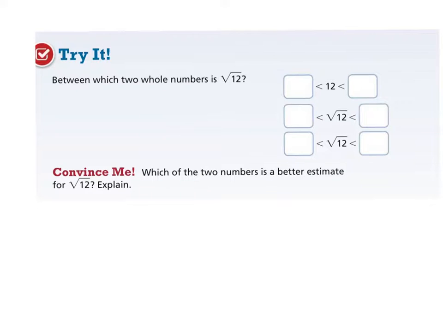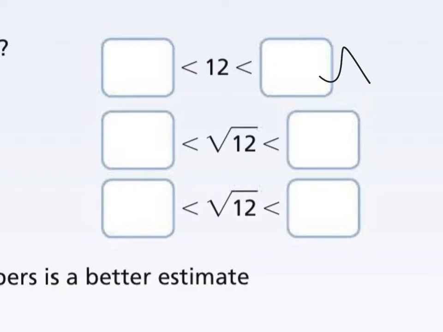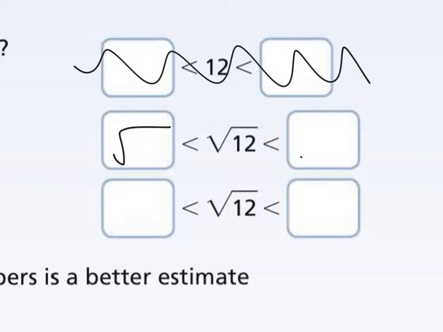So Try It says, between which two whole numbers is the square root of 12? I'm not going to worry too much about this first part. I don't really think we need that first line there. What we're going to do is try to find some perfect squares that are close to 12.